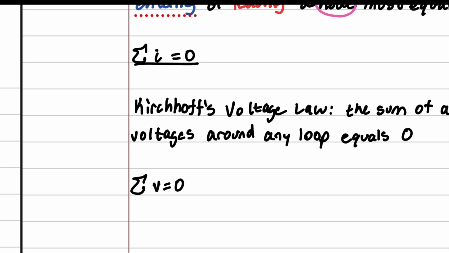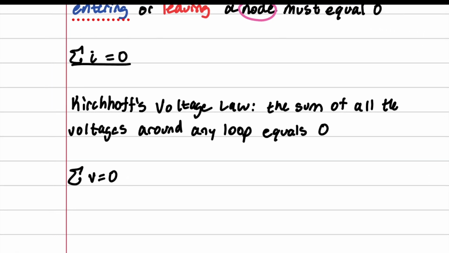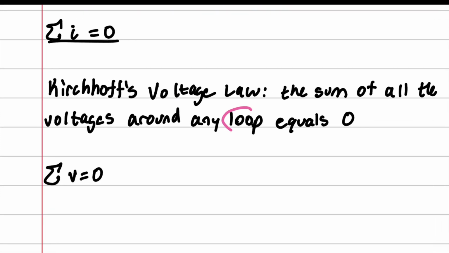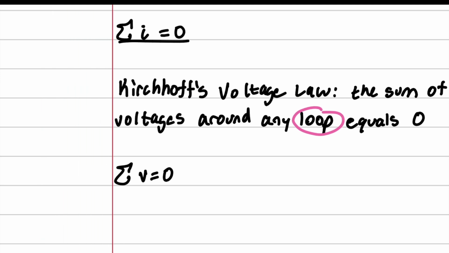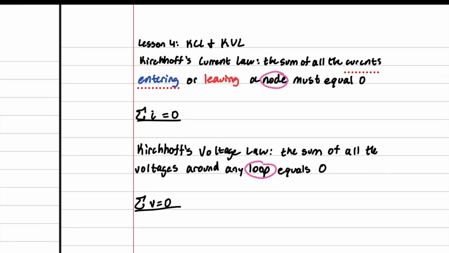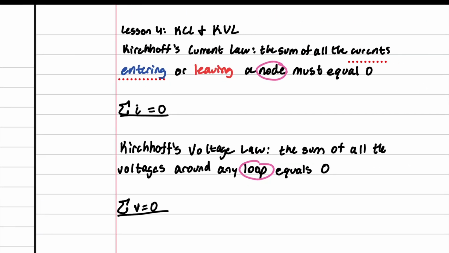Kirchhoff's voltage law is the sum of all the voltages around any loop equals 0. Now, once again, the mathematical representation of this law is just this guy. And for our intents and purposes, this is always true.